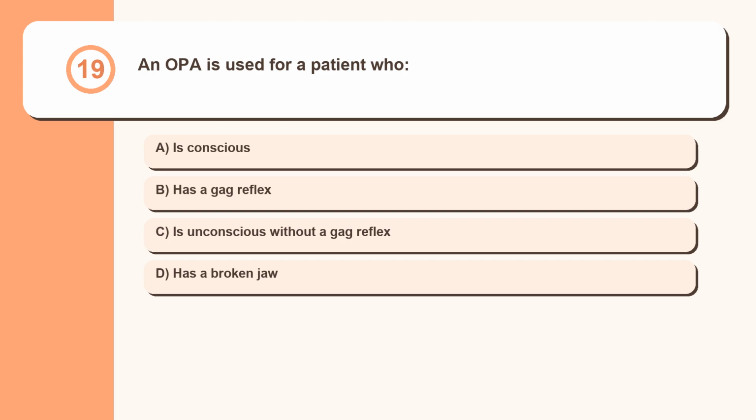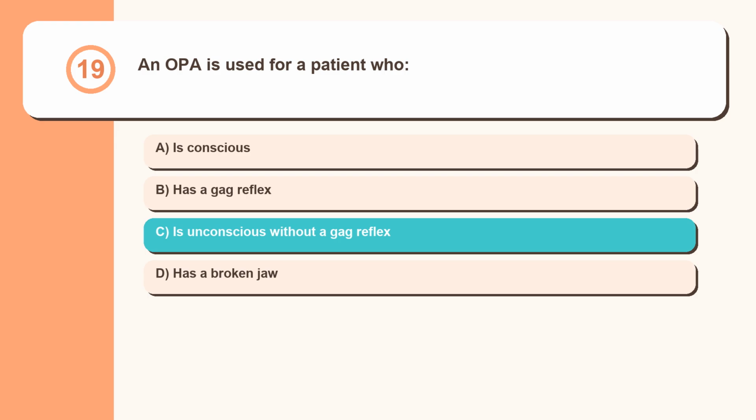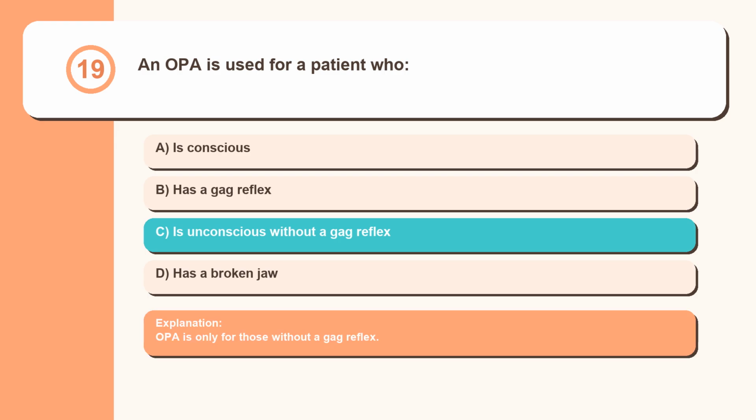Question 19. An OPA is used for a patient who is conscious, has a gag reflex, is unconscious without a gag reflex, has a broken jaw. OPA is only for those without a gag reflex.